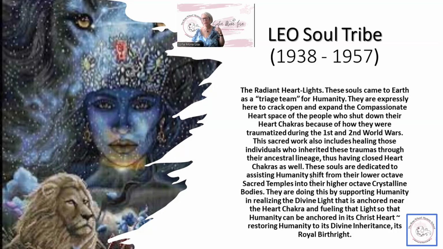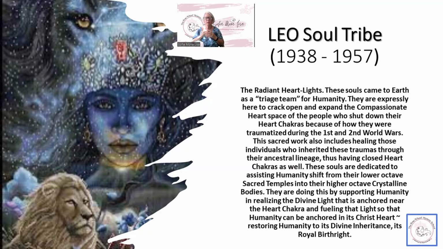These souls are dedicated to assisting humanity shift from the lower octave sacred temple into the higher octave crystalline body. Okay, so that goes back to what I said before about the lower octave chakras. That heart chakra in the lower octave is the compassionate heart, and the higher octave chakras of the crystalline body, that higher octave is the Christ heart. Okay. They are doing this by supporting humanity in realizing the divine light that is anchored near the heart chakra and fueling that light, right? Allowing that light to blaze up, right?